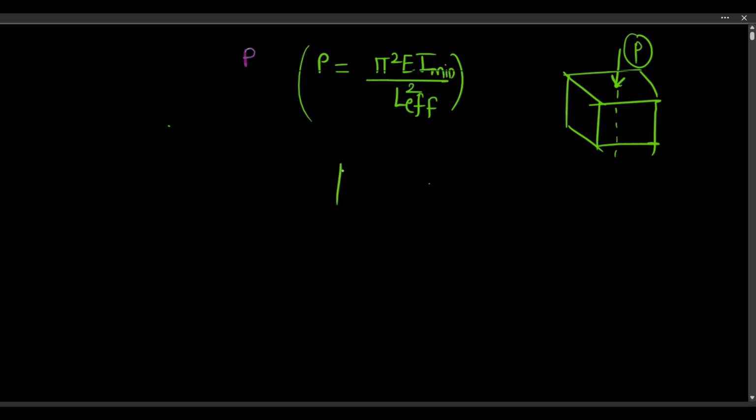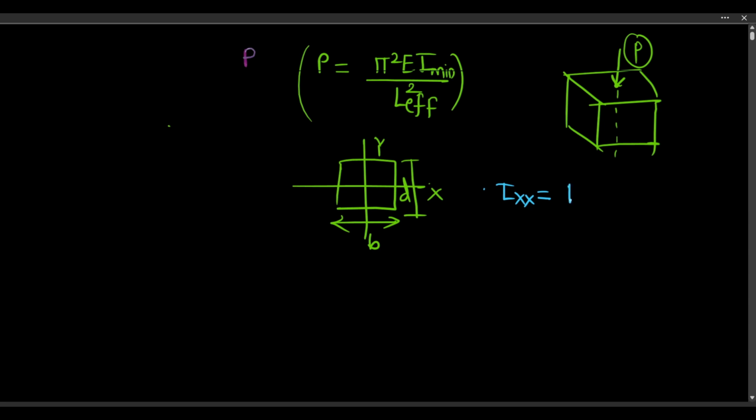inertia. Minimum moment of inertia means if this is the cross section of the column, this is x axis and this is y axis. So if this is B and this is D, and I am interested to find the moment of inertia about x-axis, that will be b d cube by 12, and moment of inertia about y-axis is b cube d by 12, meaning d b cube by 12.